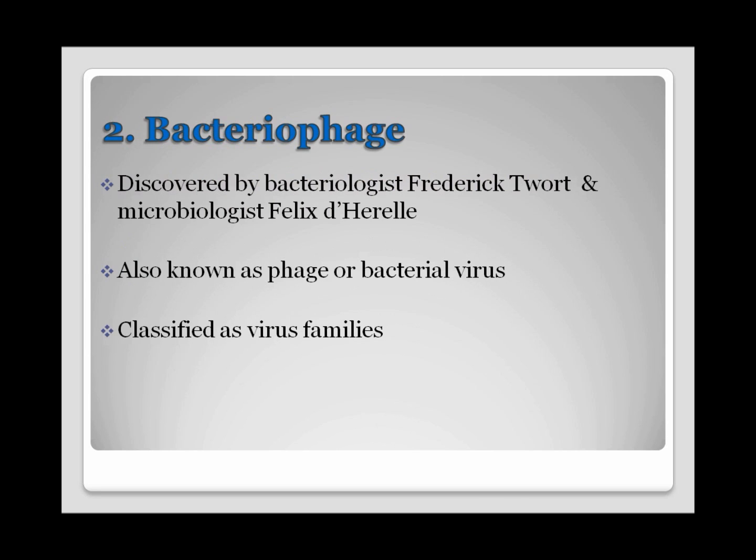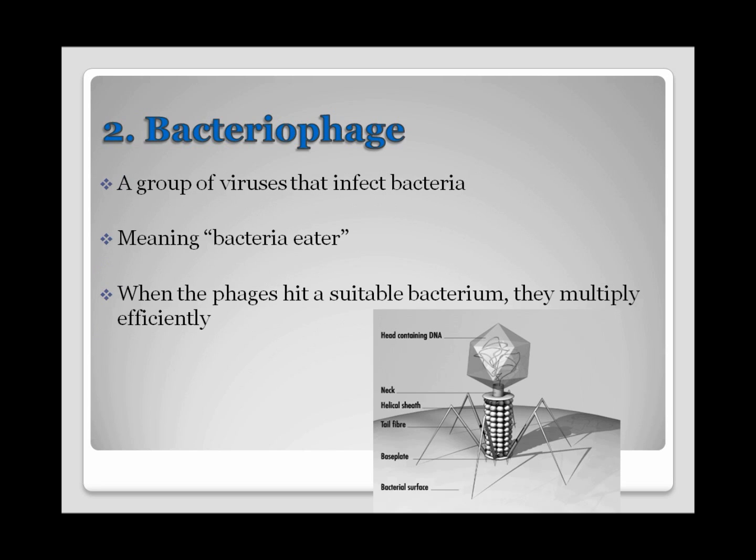The second vector that I would like to talk about is bacteriophage. Bacteriophage was discovered by bacteriologist Frederick Twort and microbiologist Felix d'Herelle. Bacteriophage is also known as phage or bacterial virus and is classified in the virus family. Bacteriophage is a group of viruses that infect bacteria, meaning it is a bacteria eater. When the phage hits a suitable bacterium, they multiply efficiently.